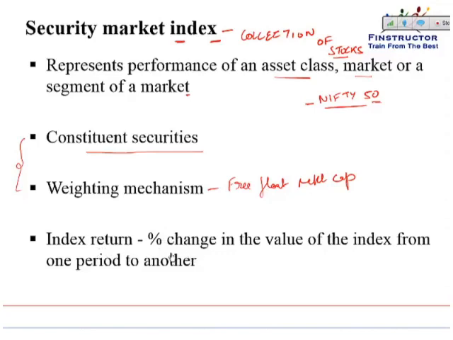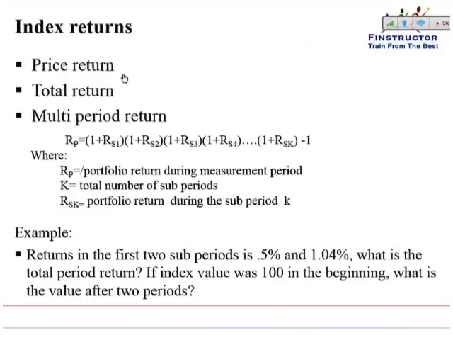Index return is simply the percentage change in the value of the index from one period to another. This essentially also is the price return, that is simply the change in the price of the index. It does not include any dividends paid by the index. So price return will be the change in value. If the index was 100 today, it becomes 101 tomorrow, then the price return is 1%. Total return will be equal to the price return plus any dividends that the index might have paid.